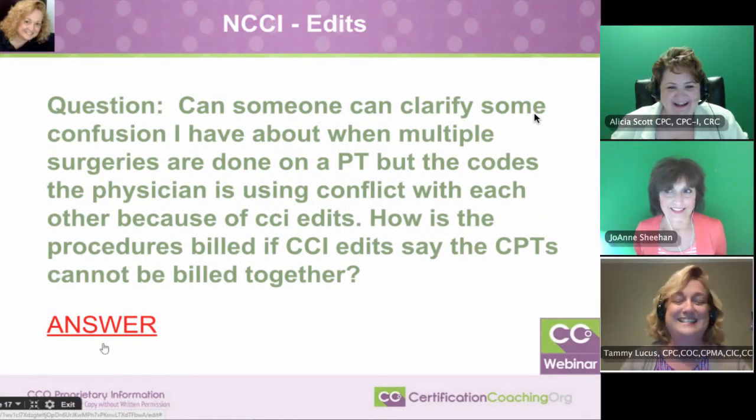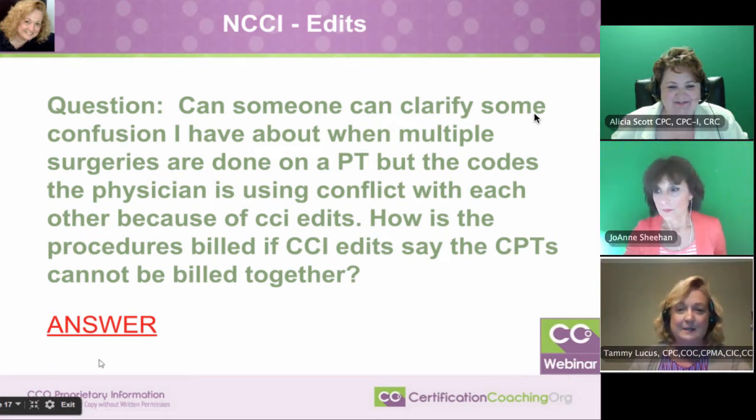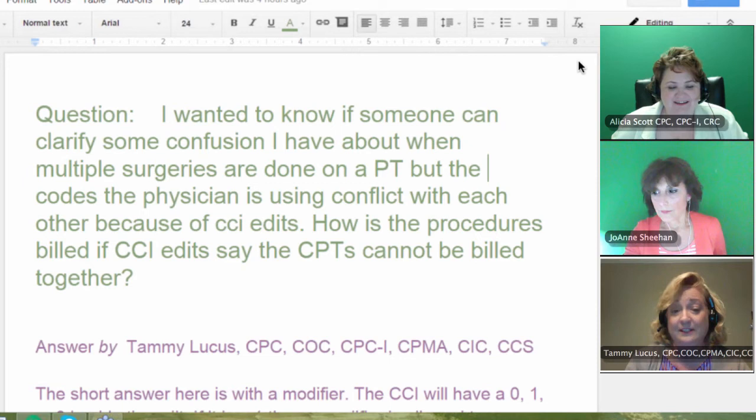The question is about NCCI edits or CCI edits. I wanted to know if someone can clarify some confusion I have about when multiple surgeries are done on a patient, but the codes the physician is using conflict with each other because of CCI edits. How are the procedures billed if CCI edits say that the CPTs cannot be billed together?